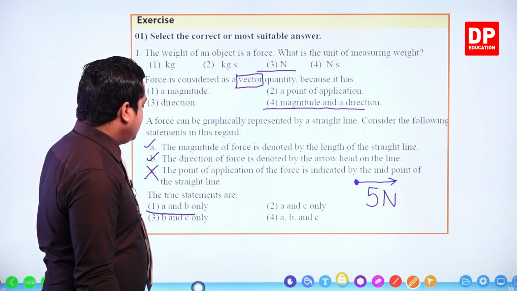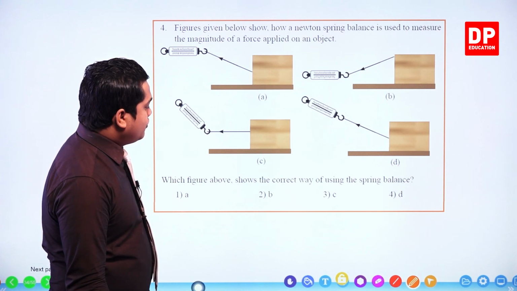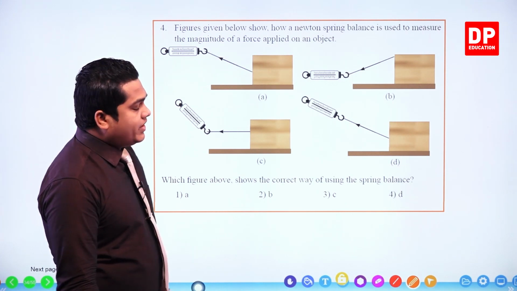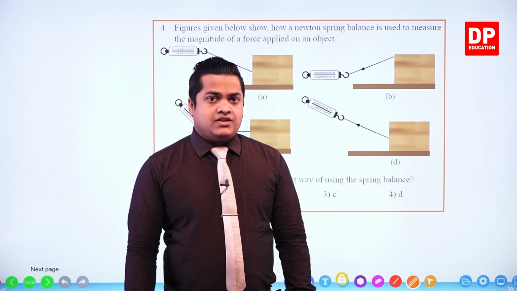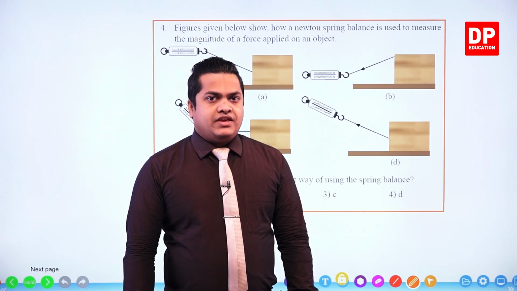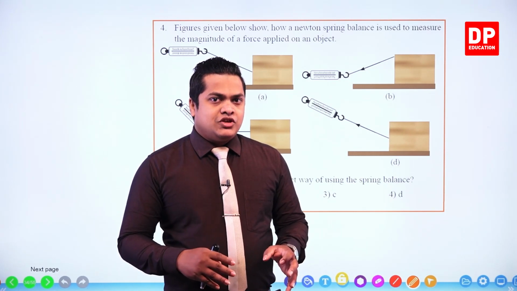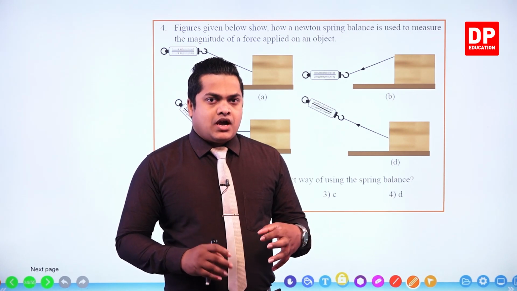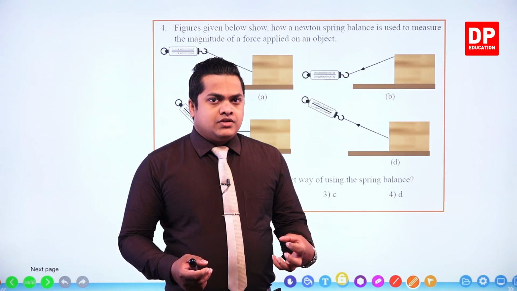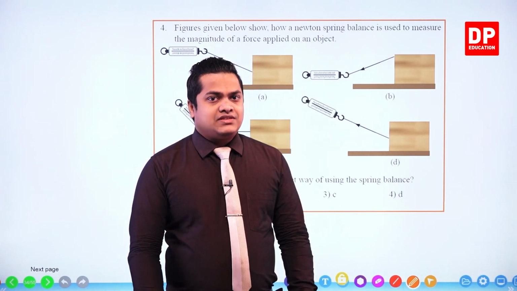A and B only. Question number four. Figures given below show how a Newton spring balance is used to measure the magnitude of a force applied on an object. Which figure above shows the correct way of using the spring balance? Now, my dear children, when you are measuring forces by using the Newton spring balance, the direction of the force which you apply and the direction of the spring balance should align to the same direction. Otherwise, we can't measure it properly. So when you are going for the answer, check the one which is always aligning with the same direction.